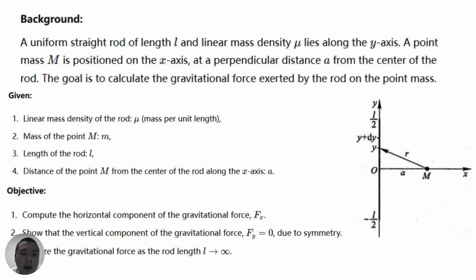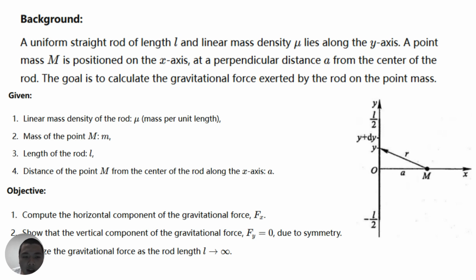Let's see a question. The background: a uniform straight rod of length L and a linear mass density mu lies along the y-axis. A point mass m is positioned on the x-axis at a particular distance a from the center of the rod. The goal is to calculate the gravitational force exerted by the rod on the point mass.